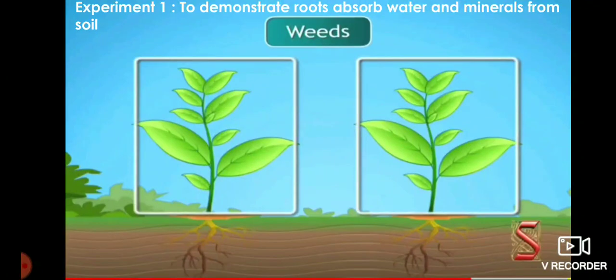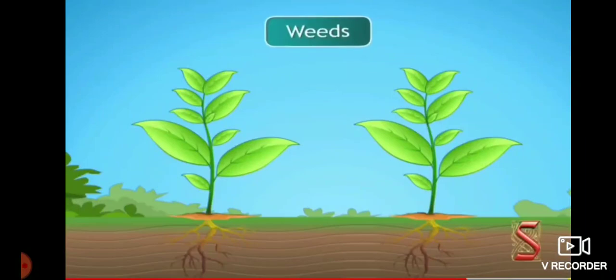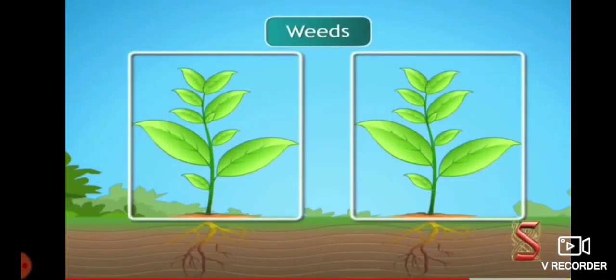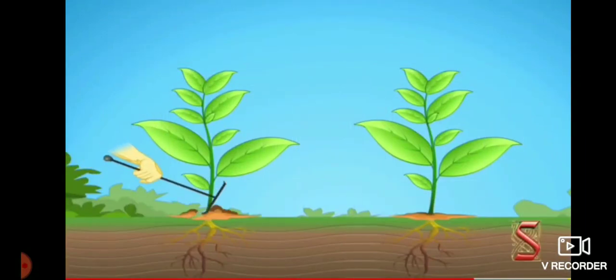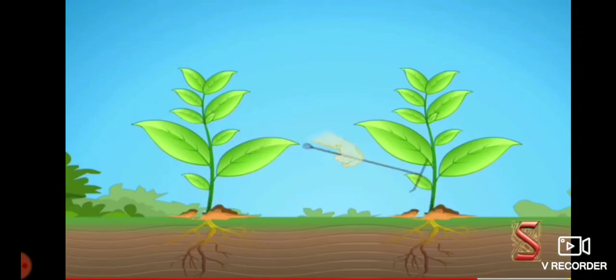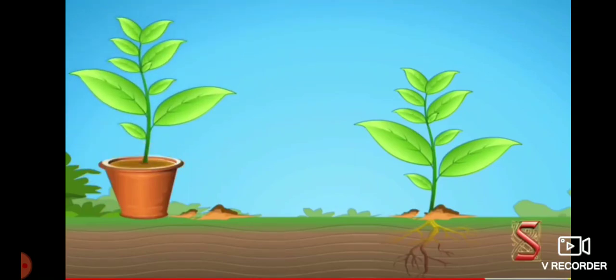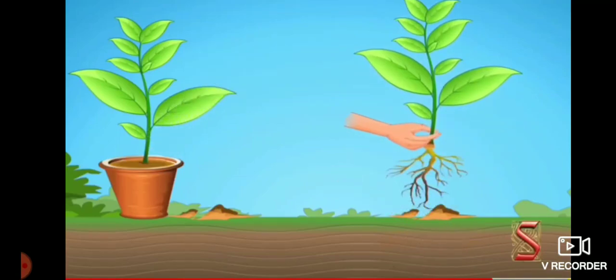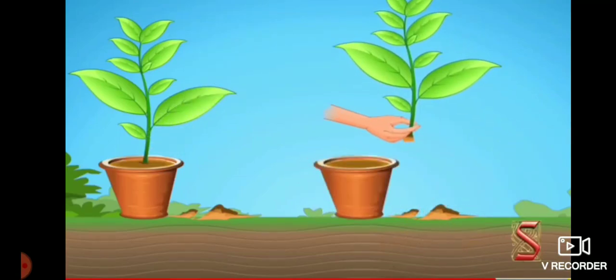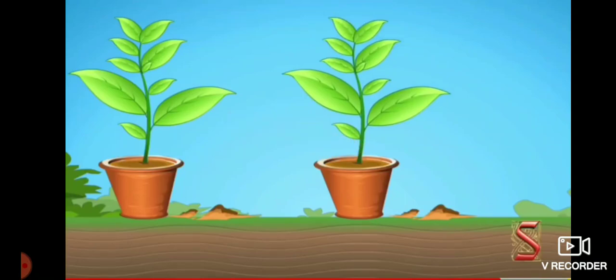We can do some experiments. Let us move. Experiment 1. To demonstrate, roots absorb water and minerals from the soil. For that, collect 2 plants or weeds of same size from your surroundings. Dig it out from the soil. Pick out plant 1 very carefully and plant it in a pot. Pick out plant 2, cut its root and plant it in another pot.